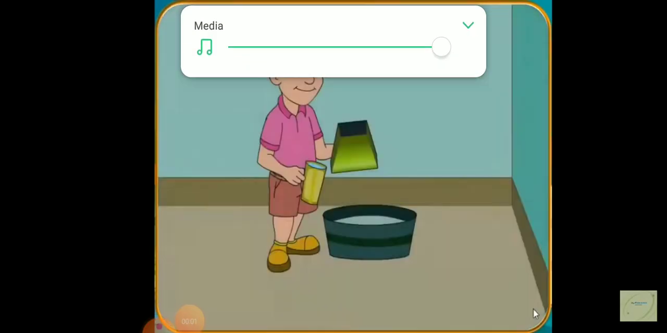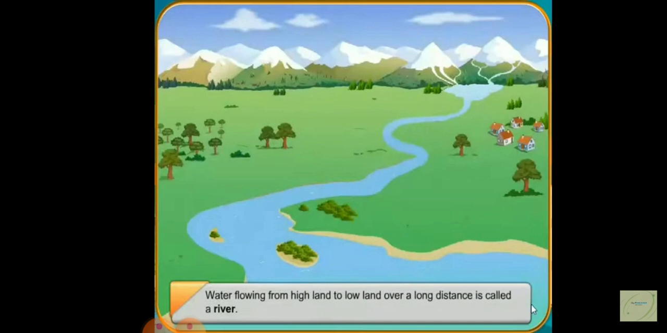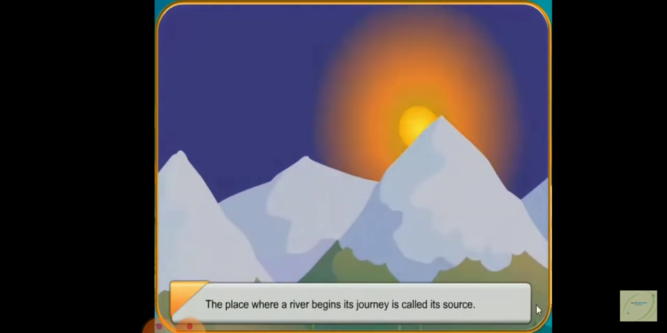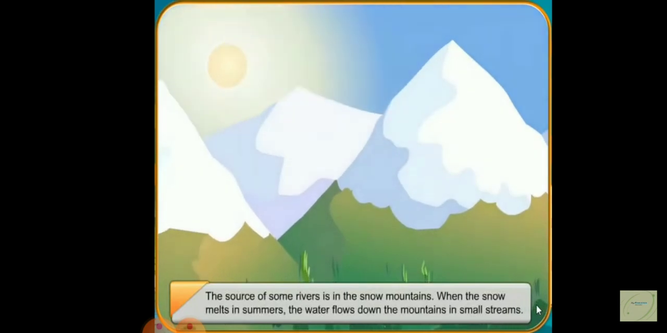Sources of a river. Just like water poured on a tilted tray flows from the higher end of the tray to the lower end, water flows from highland to lowland. Water flowing from highland to lowland over a long distance is called a river. The route through which a river travels is called the course of the river. The place where a river begins its journey is called its source.